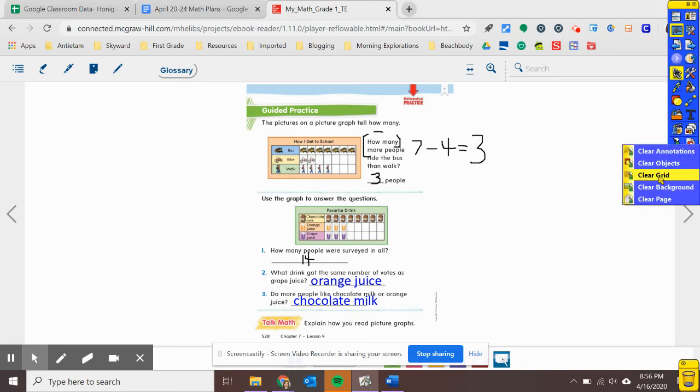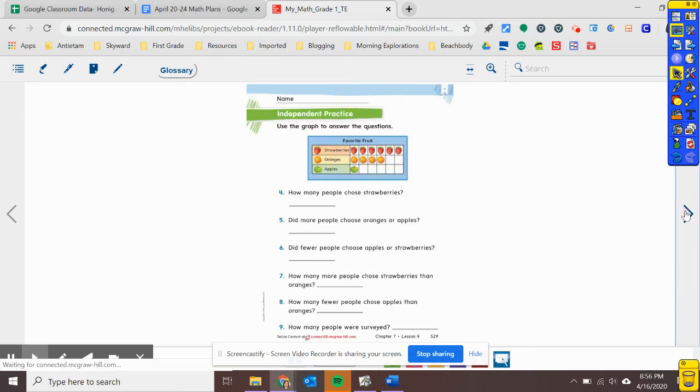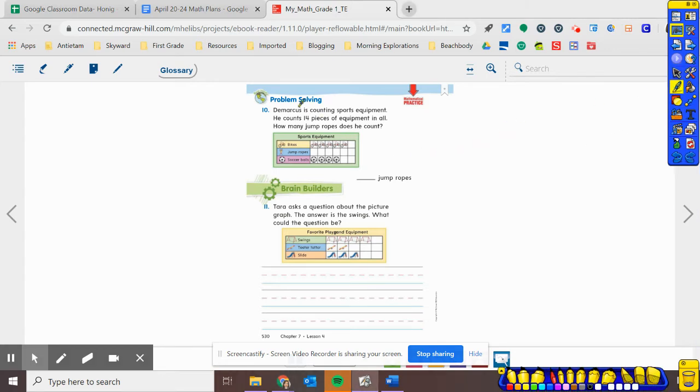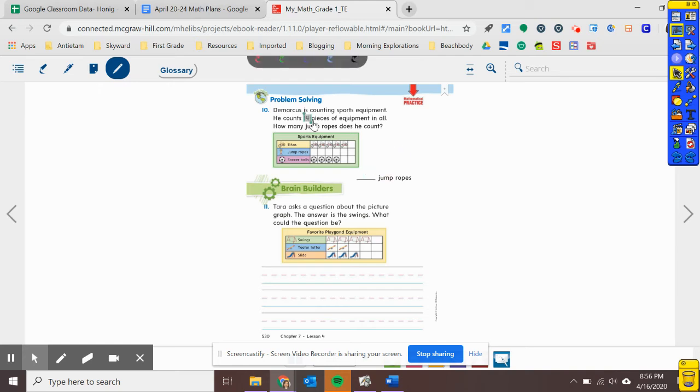If you're ready, then we are going to turn to our problem-solving page. And we're going to do this one problem together. So get ready to be a detective. It says DeMarcus is counting sports equipment. He counts 14 pieces of equipment in all. How many jump ropes does he count? Okay, so let's look for important information. Important numbers. Let's see. I see 14. So 14 pieces of equipment. I'm going to underline that.